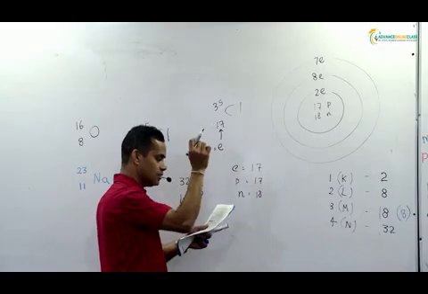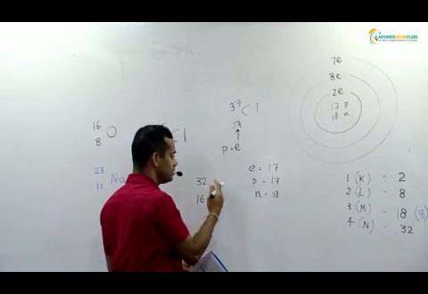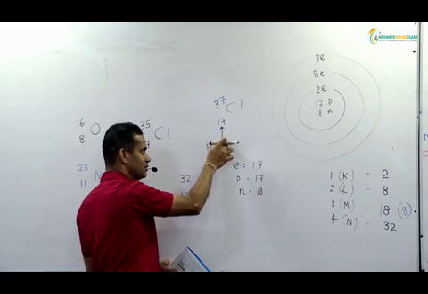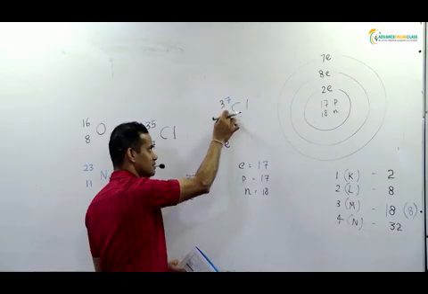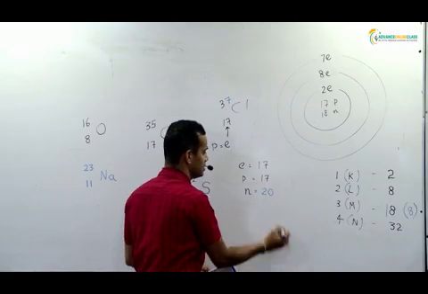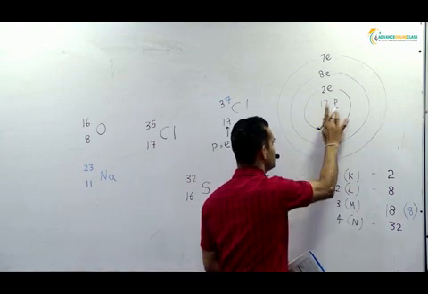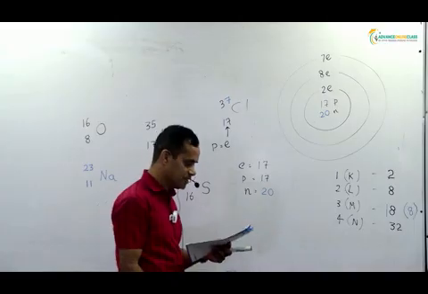Second one, chlorine 37 here. The electrons and protons: protons 17, no change. Neutrons 37 minus 17, 20. Therefore, here also you have to write 20 neutrons. Right, complete.